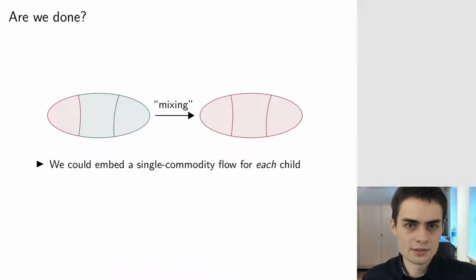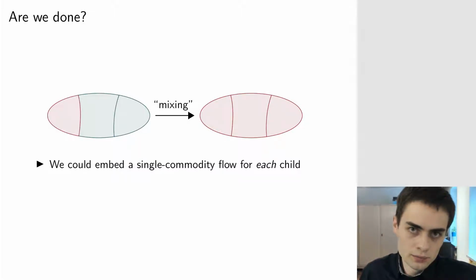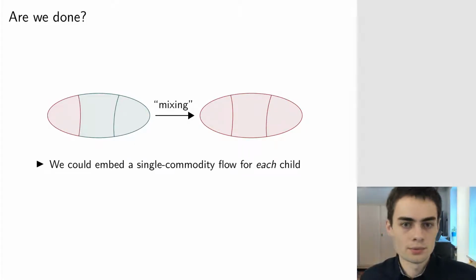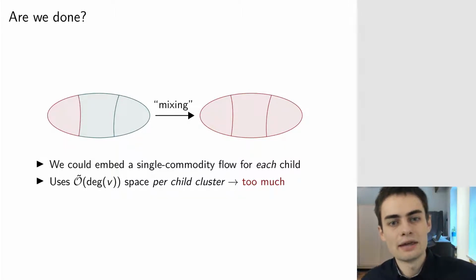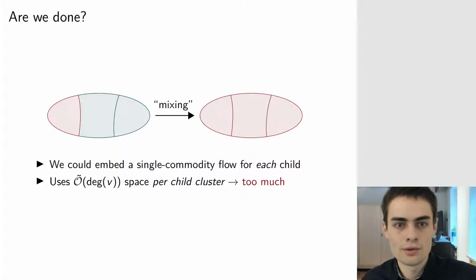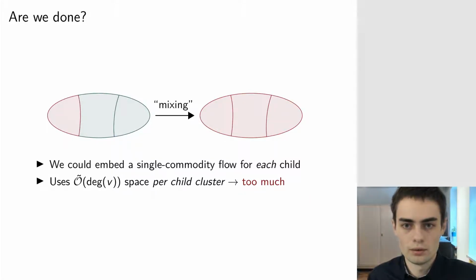Now, is this enough? Can we use this to implement a mixing operation? We could compute a flow for each child cluster, and then we could do this procedure to route the single commodity flow for each child cluster. However, there's a problem, and that's that we have too many child clusters. There could be lots of child clusters, and then we can't store these flows in the parent because they would take too much routing information. So actually, this doesn't quite work.